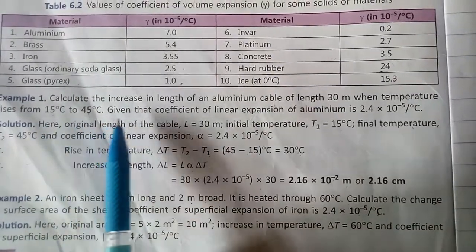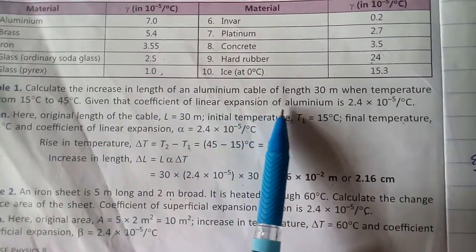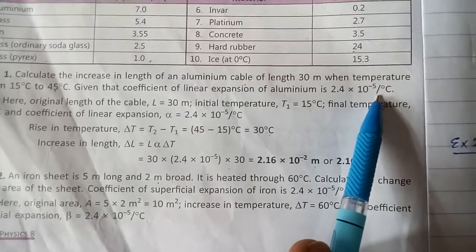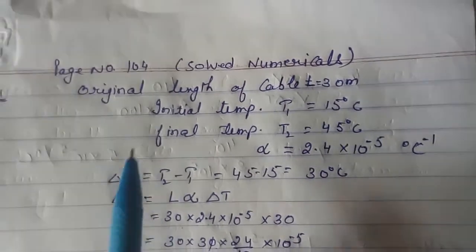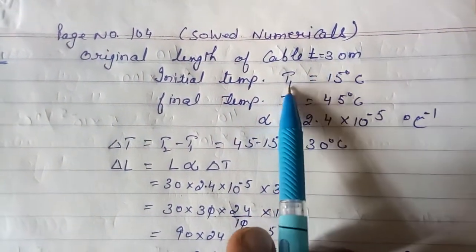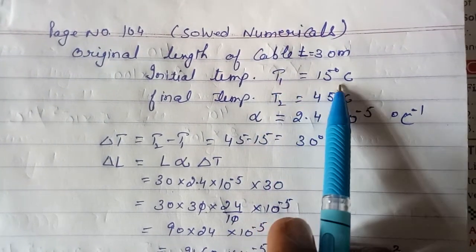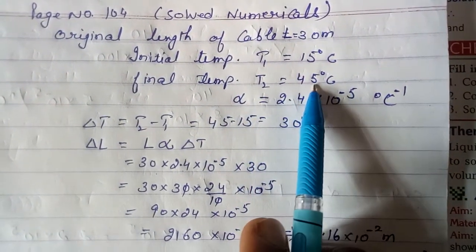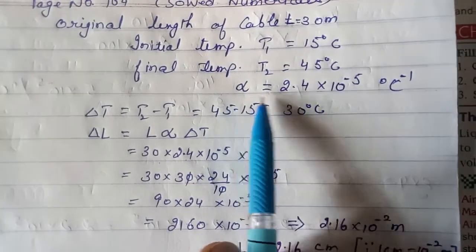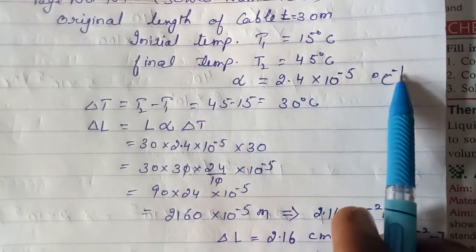Initial and final temperature. Given that the coefficient of linear expansion of aluminium is 2.4 into 10 to the minus 5 per degree Celsius. So all the values are given. So look at that. Original length of cable, that is L equal 30 meter. Initial temperature T1 15 degrees Celsius, T2 45 degrees, that is the final. So given the value of alpha 2.4 into 10 to the minus 5 per degree Celsius.